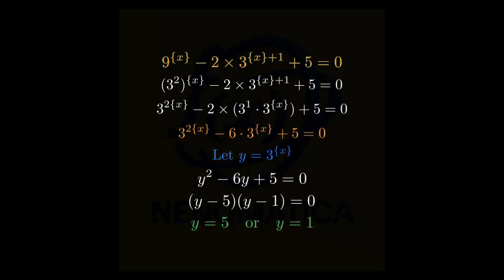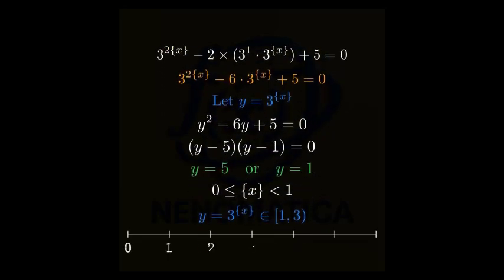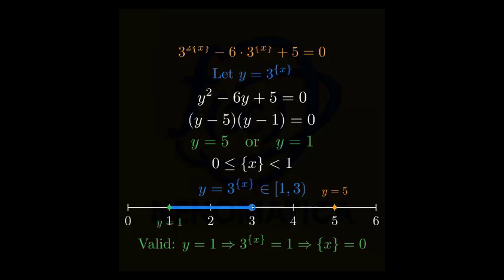Step 4. Apply the key property of the fractional part. The fractional part satisfies 0 less than or equal to the fractional part of x, and strictly less than 1. Exponentiating base 3 preserves order. That means y equals 3 to the fractional part of x lies in the interval from 1 inclusive to 3 exclusive. Therefore, y equal 5 is not allowed because it is outside the interval. The only valid root is y equal 1, which implies 3 to the fractional part of x equals 1, so the fractional part of x equals 0.